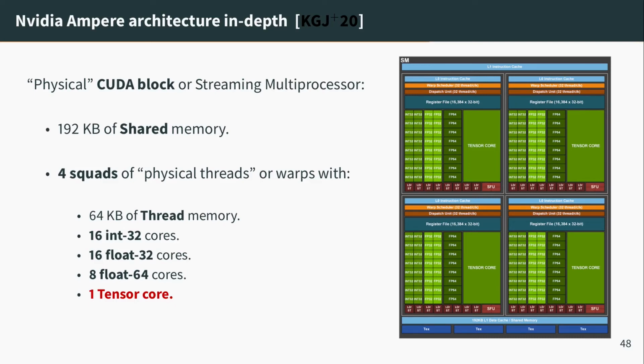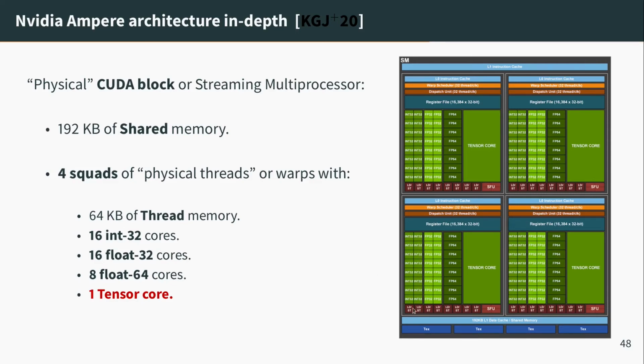And then the team, so the block, is split in 4 squads. So kind of 4 tables in my office. And those squads are like unified physical threads that are called warps in the CUDA documentation. And each of those comes with some stuff, some weapons to tackle our computational problems. So first, you have thread memory. So that's those register files. That's around 64 kilobytes of thread memory per team.